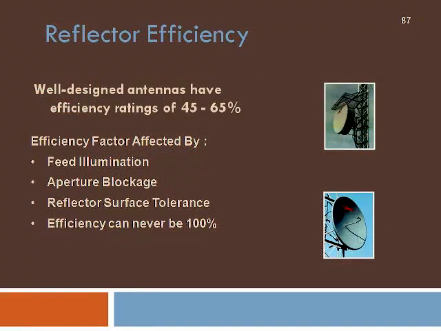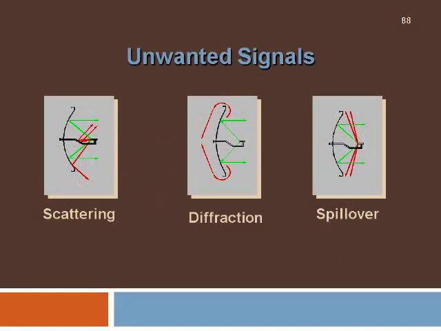The reflector efficiency. The efficiency is affected by feed illumination, aperture blockage, and reflector surface tolerance. Efficiency is never 100% because of these parameters. What are the unwanted signals we may get with these things? One is scattering, the other one is diffraction at the edges leading to spillover. That is, the signal will be able to travel onto the reverse side of the parabolic reflector and start radiating in the back side, giving rise to a high F by B ratio.